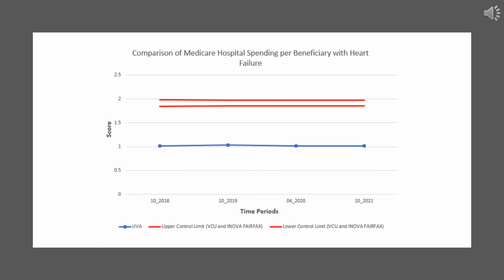And so this is a comparison of Medicare hospital spending per beneficiary. The Medicare hospital spending includes heart failure patients, so that is why this is one of the measurements for this. As you can see, the UVA score is much lower than VCU and Fairfax and Inova, but again, this is because of the greater scale, more patients, more spending, more payments for a bigger hospital, in this case Fairfax and Inova. So when combined with VCU, they're supposed to be much higher than UVA's.